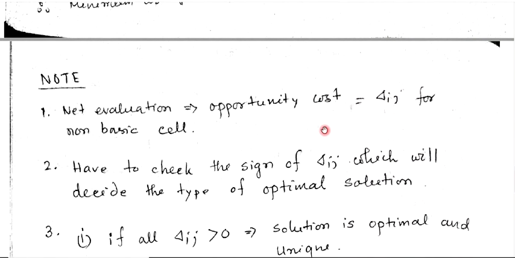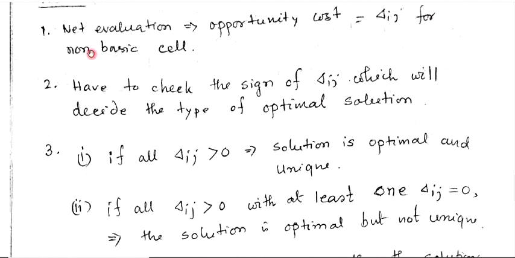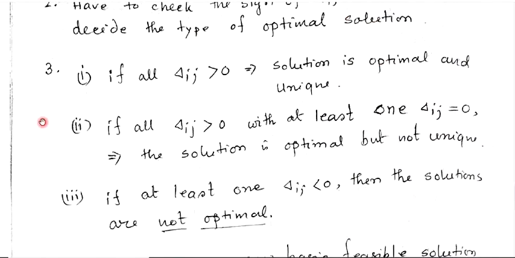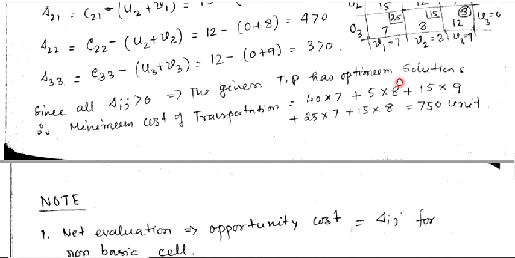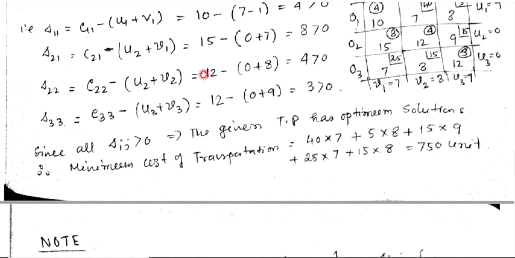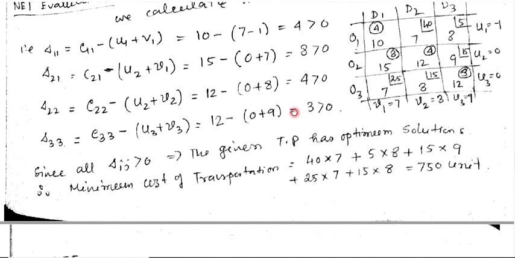For that we have to use one note. The note is that net evaluation implies opportunity cost, which equals del ij for a non-basic cell. We have to check the sign of del ij, which will decide the type of the optimal solution. What is the first condition? If all del ij are greater than 0, the solution is optimal and unique. Here we have got all del ij greater than 0, that is, positive.